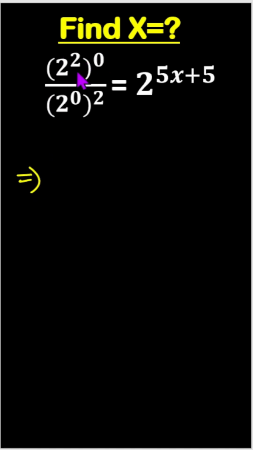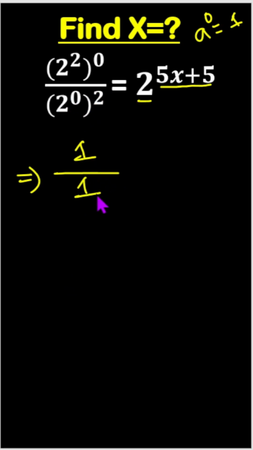Find x. It's a very interesting math. 2 square to the power 0, that is (2 to the power 0) squared, equals 2 to the power 5x plus 5. We know a to the power 0 means 1, right? So 2 square to the power 0, ultimately this is 1, and 2 to the power 0 means 1, 1 squared is also 1, and here is 2 to the power 5x plus 5.